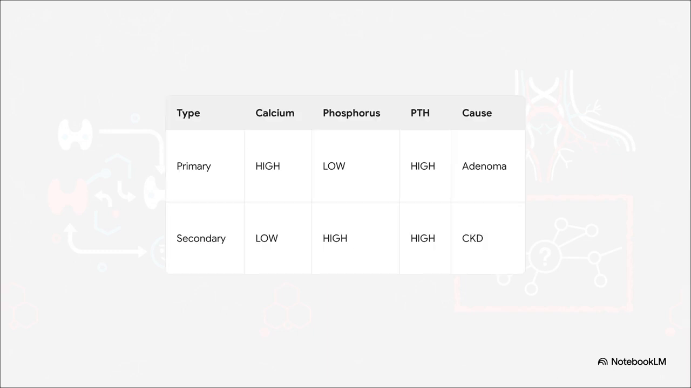Now let's look at the feedback loops. Primary hyperparathyroidism gives you the classic stones, bones, groans, and psychiatric overtones. It's usually an adenoma, rogue-secreting PTH, which pulls calcium from the bones and dumps phosphorus into the urine. High calcium, low phosphorus. Secondary hyperparathyroidism, though, is most commonly driven by chronic kidney disease. The failing kidneys can't excrete phosphorus or make active vitamin D, causing calcium to plummet. The parathyroid glands respond totally appropriately by cranking PTH sky high to compensate.